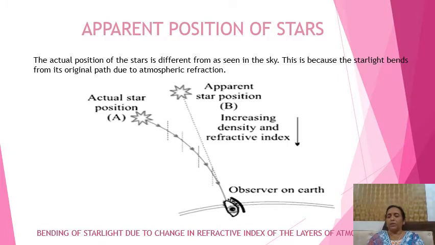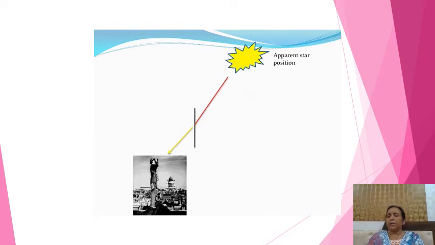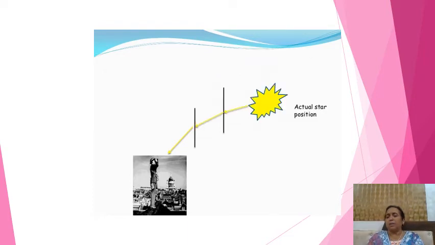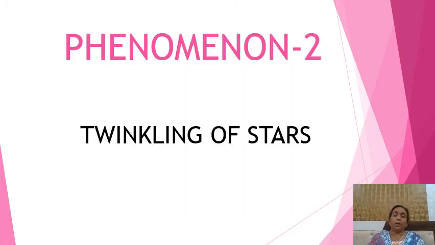So, bending of starlight due to change of refractive index of the layers of the atmosphere is the cause of the apparent position of stars. Here, you can see the actual position of the star. Refraction takes place in the atmosphere and the apparent position of the star is seen. The observer sees the apparent position, not the actual position of the star.